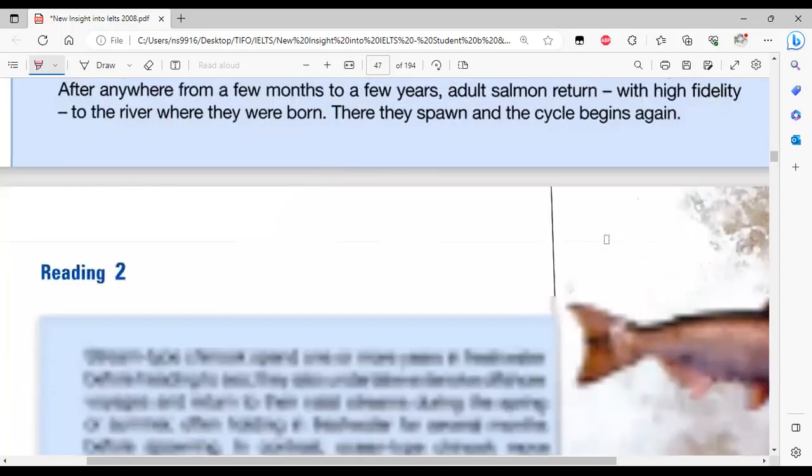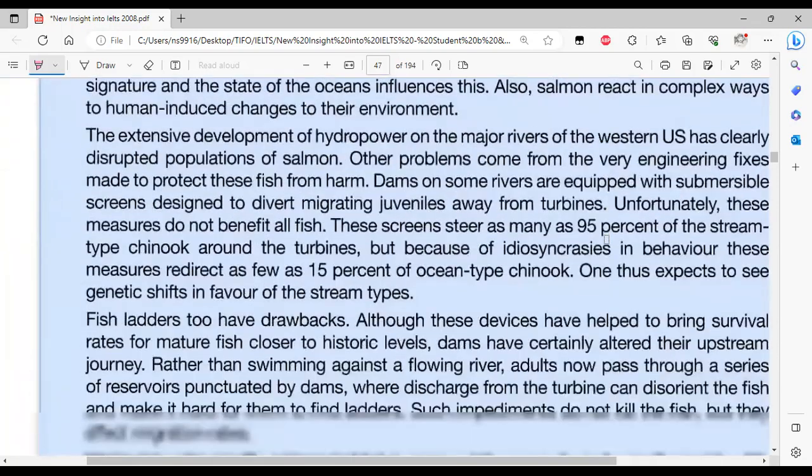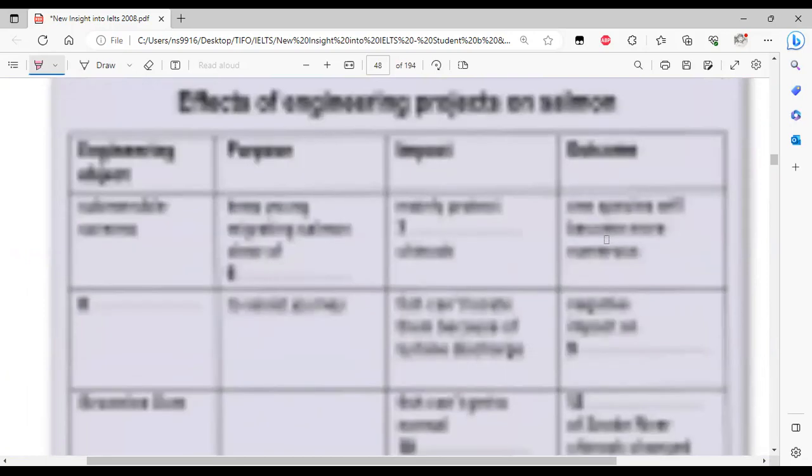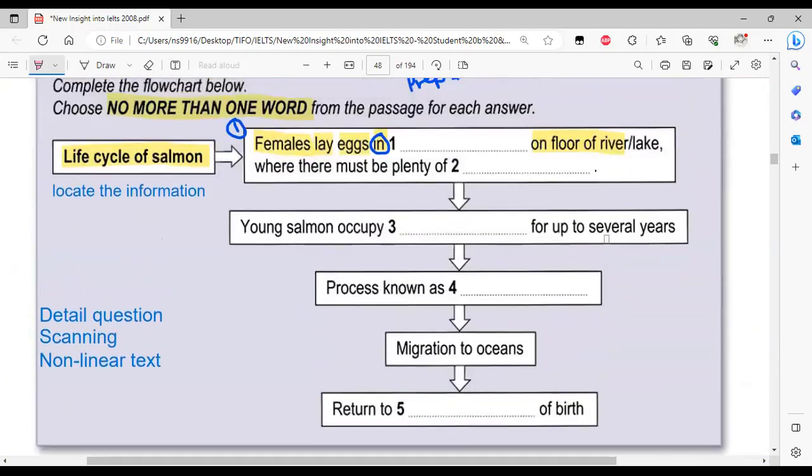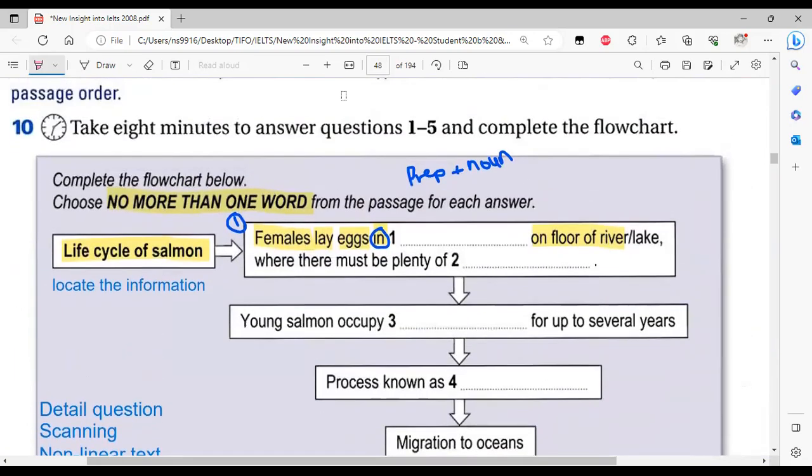Okay, now, how do we need to write the answer? Good. So if we wrote nest, I will tell you, you should write nests, right? Yes. And here, because here it said one word.